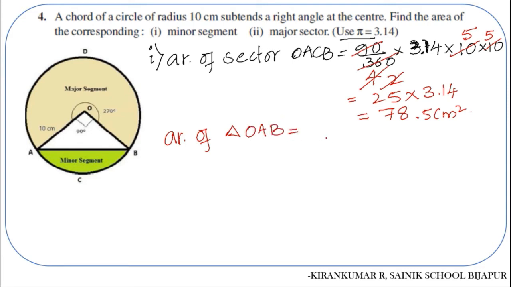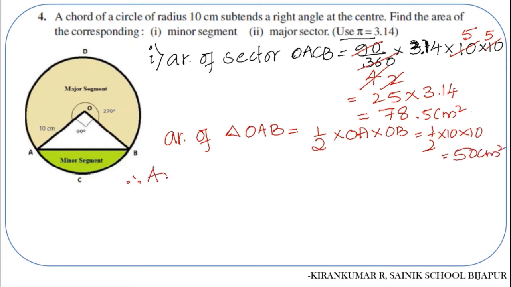The area of the triangle OAB is half into base into height. Here it's a right angle triangle, so OA, if we consider as base, OB will become the height. So it is half multiplied to 10 into 10, we'll be getting 50 centimeter square.